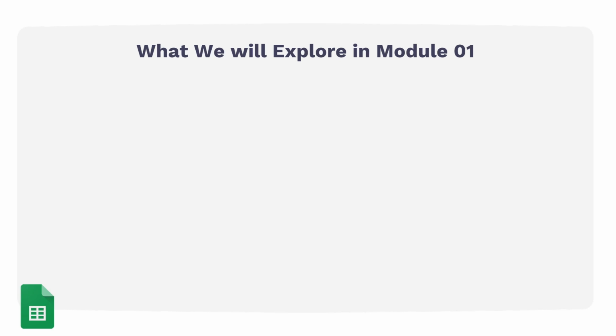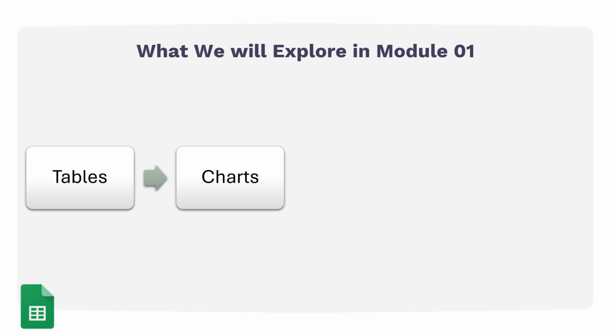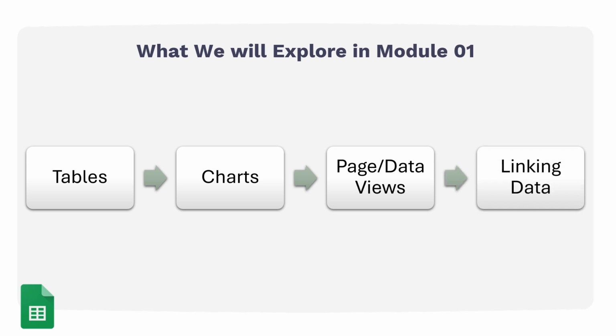We have two modules. In Module 1, we'll cover working with tables. Also, charts. We'll cover different page and data views that we can apply to our Google Sheet to make analyzing or just viewing the data more efficient. And we'll also take a look at different concepts, how we can take advantage of being able to link data using Google Sheets. Go ahead and open up file number 1. Be sure to make a copy of the file so that you can edit it, and come right back and we'll dive into lesson 1.